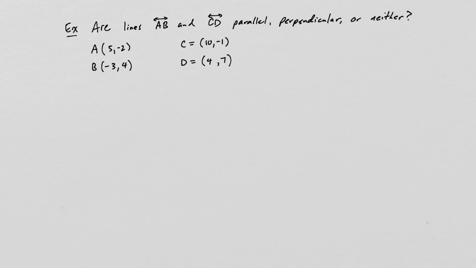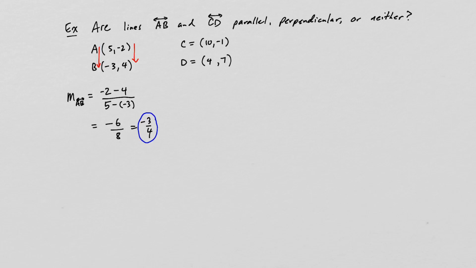So for AB, the slope of line AB is equal to, the formula says, subtract the y values, which in this case would be -2 minus 4, and subtract the x values in the same order. That would be 5 take away -3, and then simplify. And so this is -6 over +8, which reduces to -3/4. So this is the slope of the line through A and B.